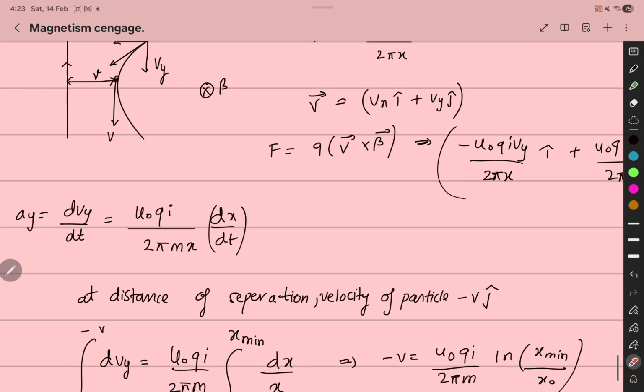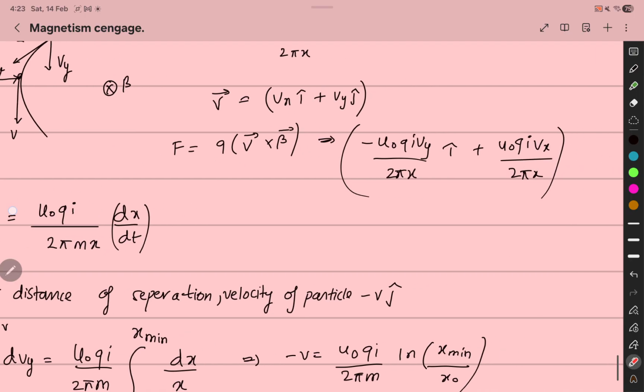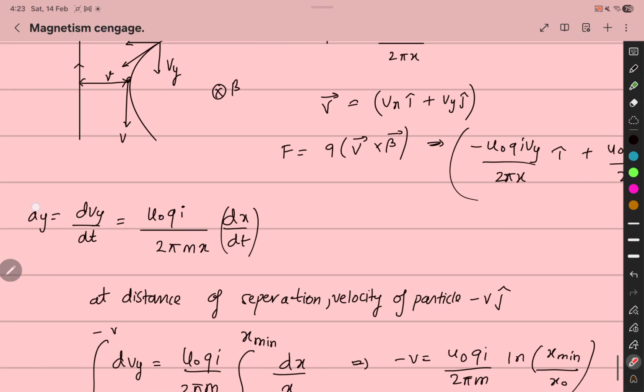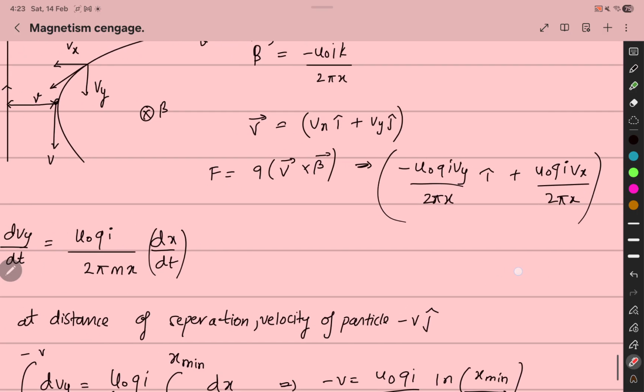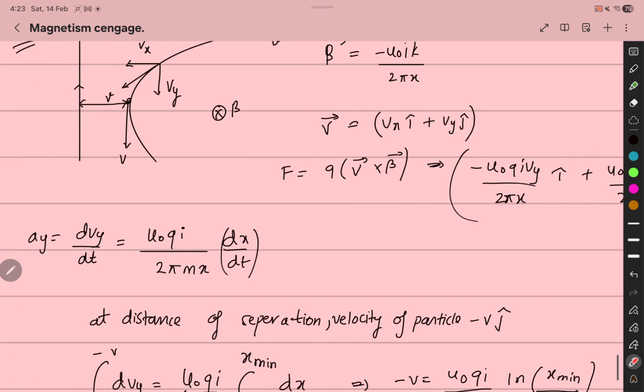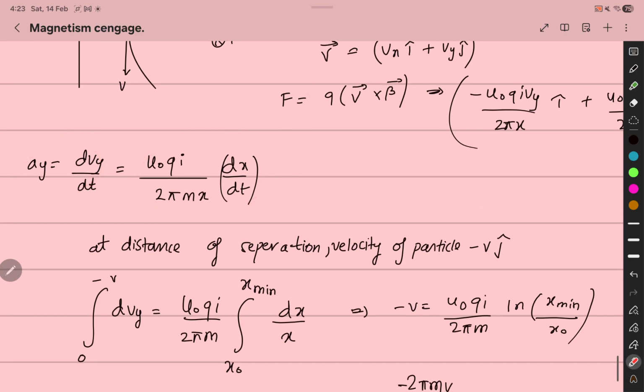Or directly here, instead of writing like this, we can write ay as v dv by dx, and that way this can also get cancelled. Anything works basically. So once you apply this, f is equal to ma, you will get a is equal to this, which is ay, right?